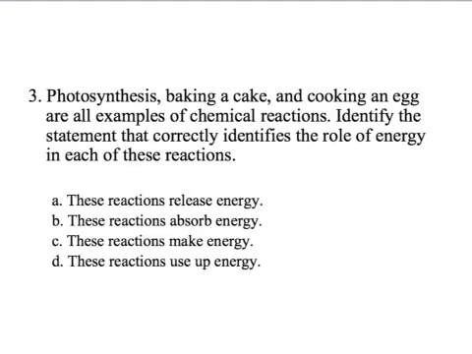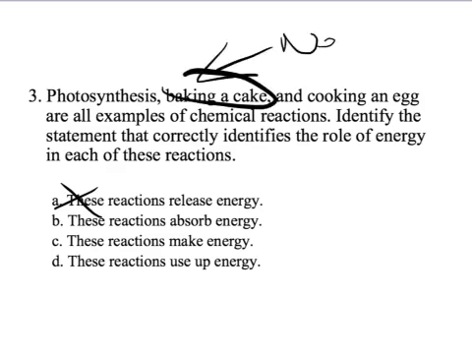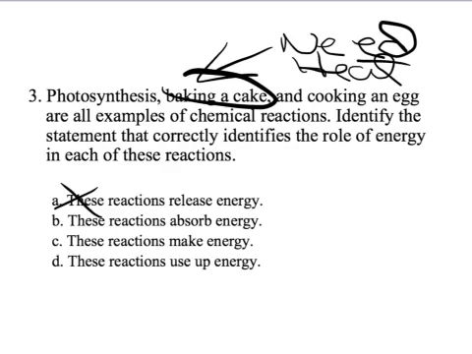Photosynthesis, baking a cake, and cooking an egg are all examples of chemical reactions. Identify the statement that correctly identifies the role of energy in each of these reactions. What has to happen to energy for it to occur? So these reactions release energy? Nope. Because when I bake a cake, I need heat, which is energy. And for photosynthesis, I need sun, which means B, these reactions all absorb energy. Photosynthesis, baking a cake, and cooking an egg are all reactions that absorb energy.